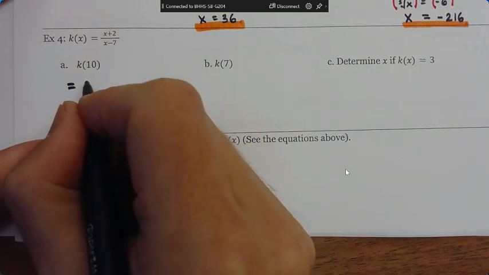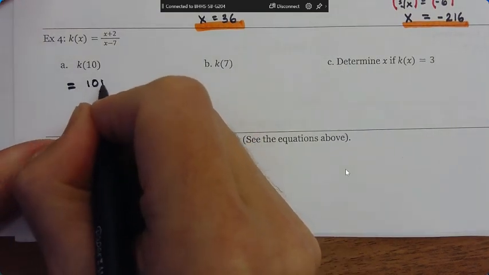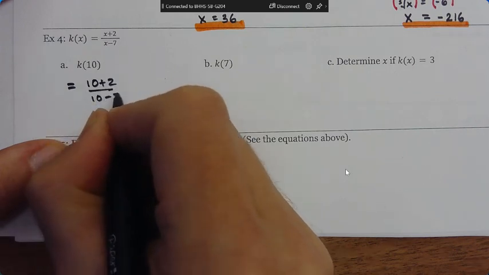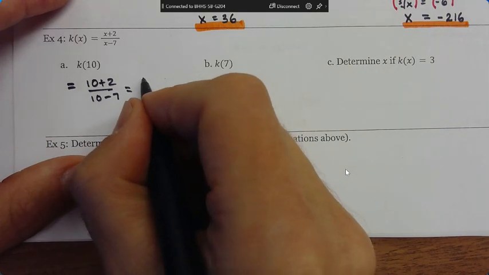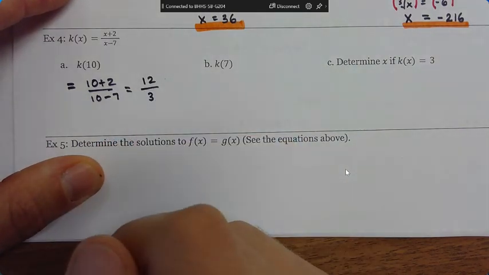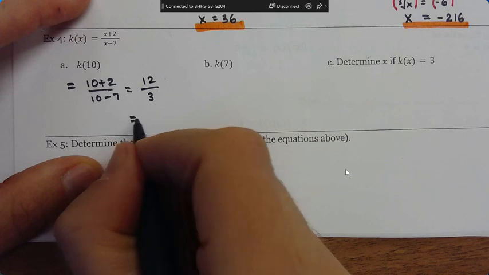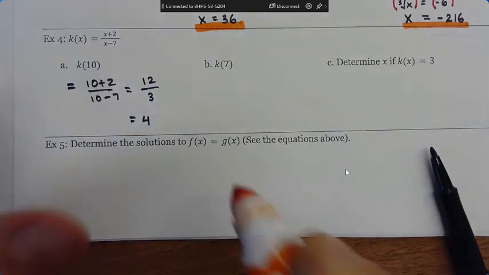10 plus 2 over 10 minus 7. Okay, and keep going with that 7. And it would be 12 over 3, which is 4. Okay, so that was pretty straightforward.